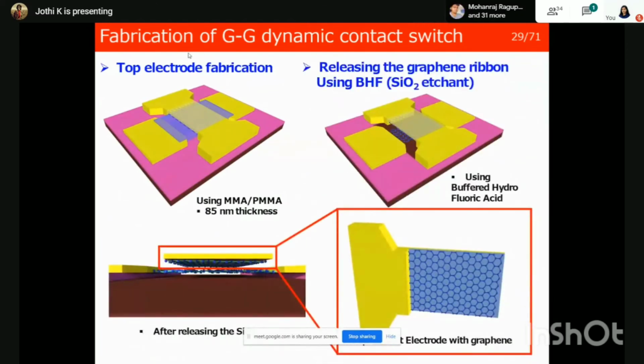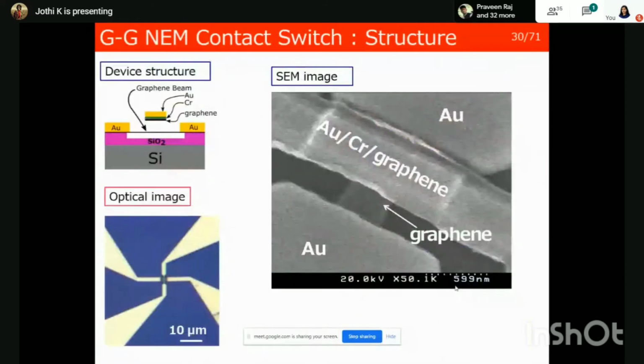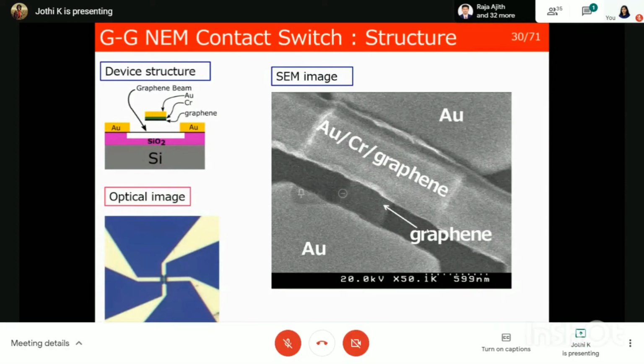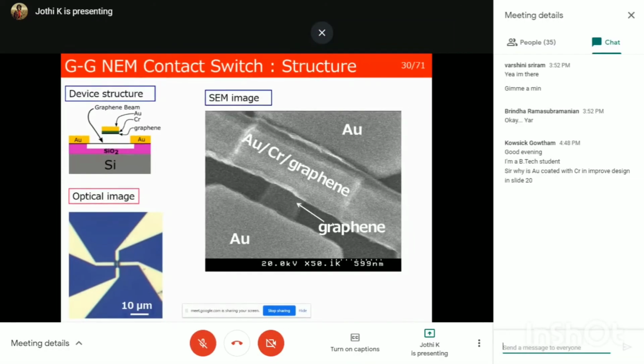Okay, there is the optical image. There is this device structure, and here is the tilted view of the SEM image. As you can see, there are 2 gold pads, on top of which there is a gold graphene chromium fixed electrode, and this fellow here is our graphene. By using this top electrode, we are pulling this beam by applying the voltage. That's the very simple thing. If everything goes well, this works, right?